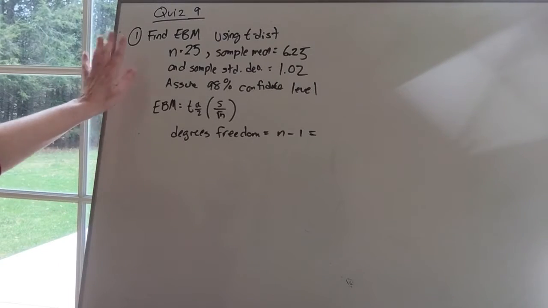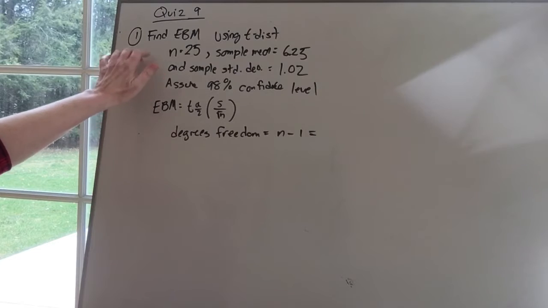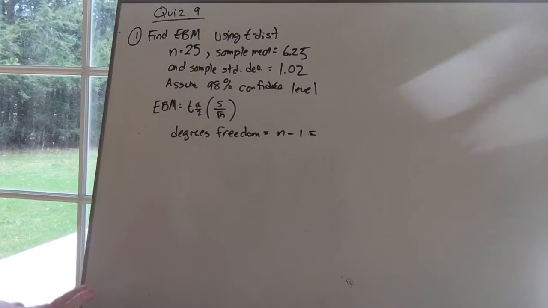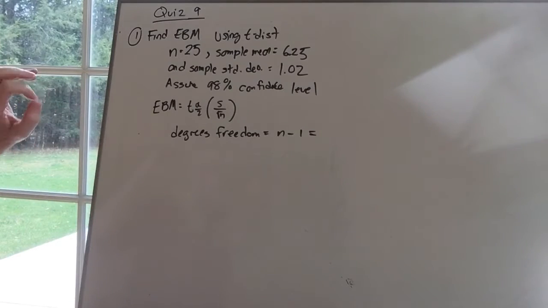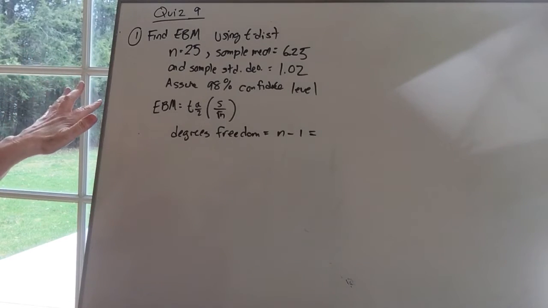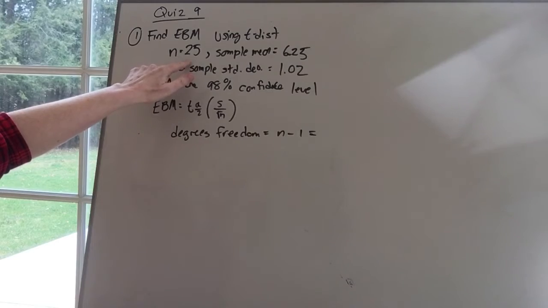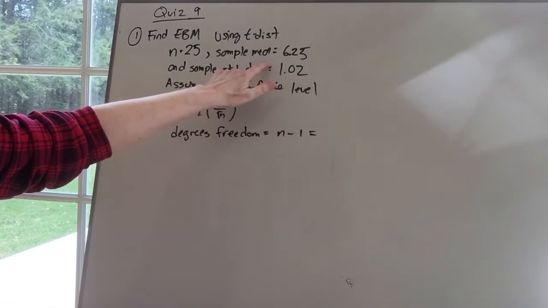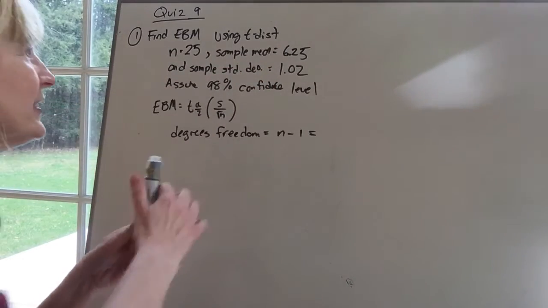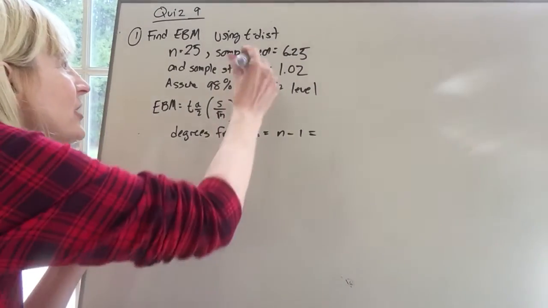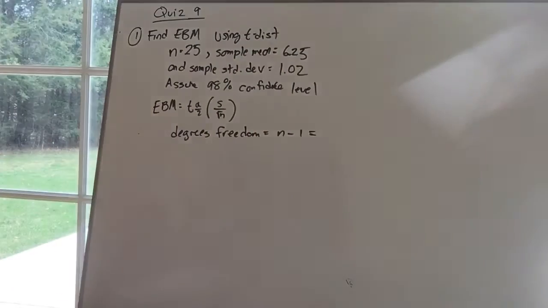Okay guys, so the first question on the quiz asks you for something called EBM. What the heck is EBM? That's error bound margin. They tell you to find whatever that is using the t-distribution where a sample size is 25, a sample mean is 6.25, and a sample standard deviation equals 1.02. Assume a 98% confidence level.